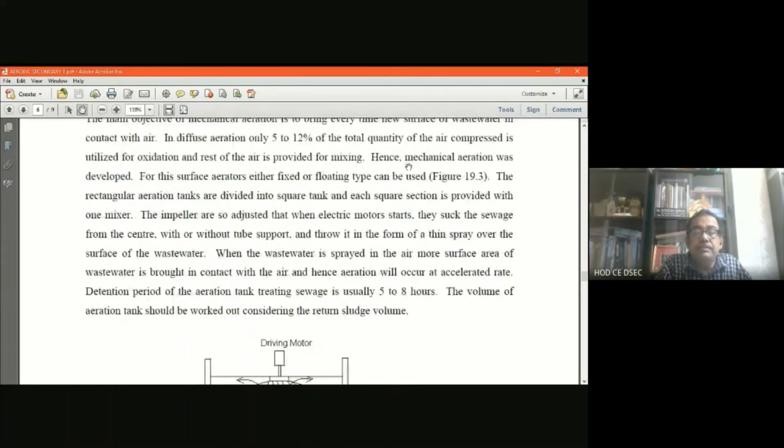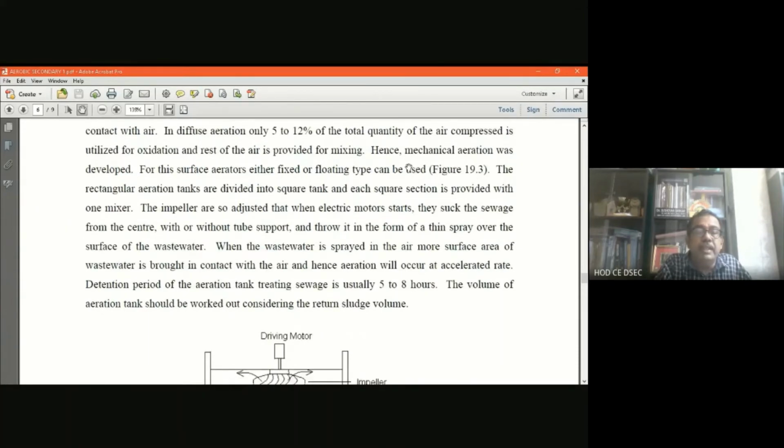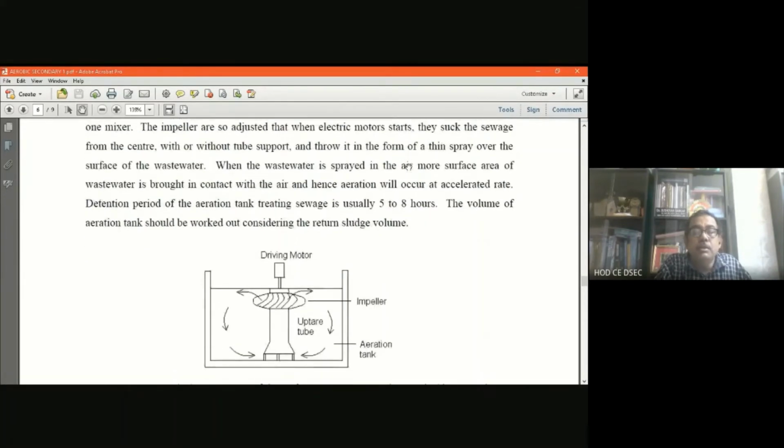Detention period of generally 5 to 8 hours is considered. Volume of the aeration tank should be worked out considering the return sludge volume.